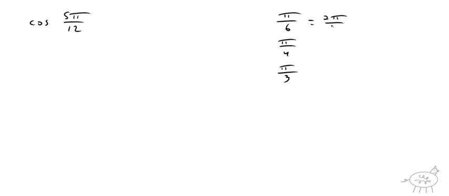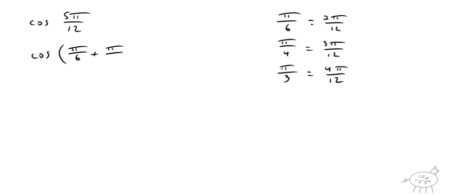So pi over 6 is 2 pi over 12. Pi over 4 is 3 pi over 12. And pi over 3 is 4 pi over 12. Okay, and which one gives us 5 pi over 12? Well, pi over 6 plus pi over 4. So I now can write that as cosine of pi over 6 plus pi over 4. Okay, pretty easy, right? So that's your A and that's your B.